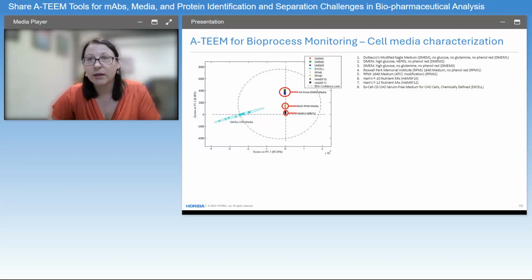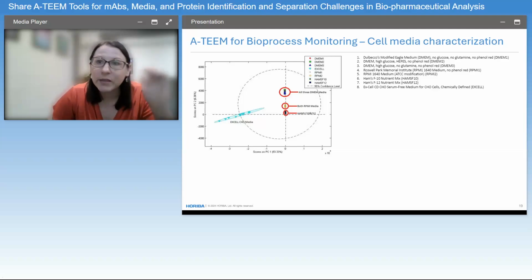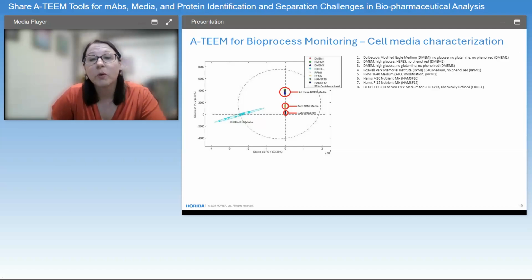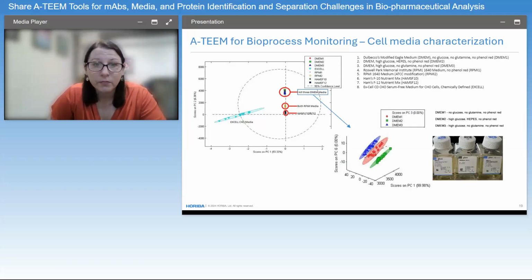And principal component analysis, again, can also be used for cell media characterization. The cell media quality and consistency is also of really critical interest. When you're starting a bioreaction, you want to know that your cell media is of the right quality in order to get the product that you need. A-TEEM can be used to let you know what the variation is for the different cell media batches or from commercial suppliers, so that checks can be done to ensure that cell media is of good quality before it starts.